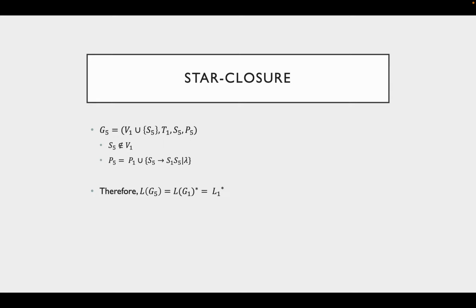This is pretty easy to follow. So the language generated by grammar 5 is the language of grammar 1 star, which is L1 star. All that's happening here is that we have our new start symbol S5, and it just repeatedly generates words from L1.